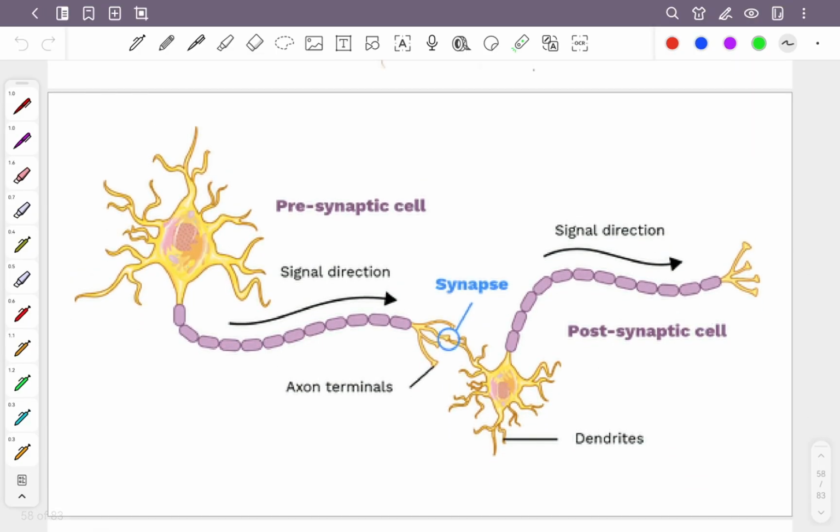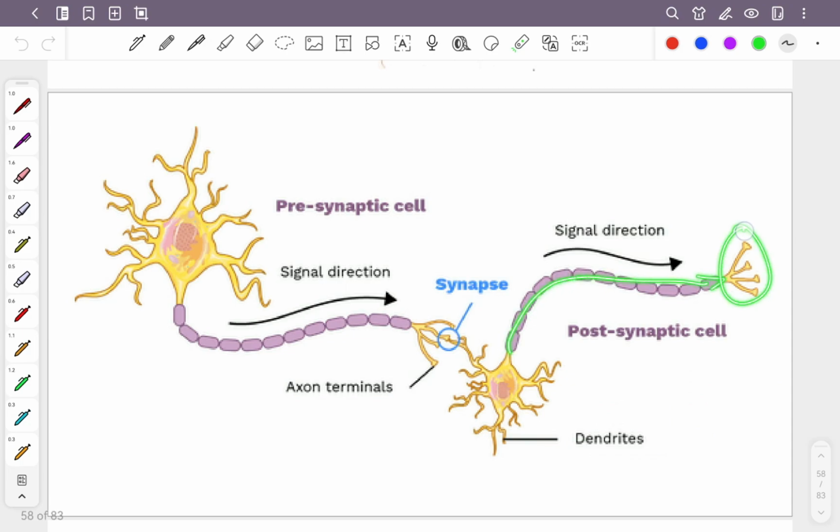So it's the same thing. I want to keep on repeating so that you can remember. The presynaptic cell is the one that transmits or sends the nerve impulses. So you see the signal direction. The nerve impulses go like here. Here it happens, the synapse. Did you see? This one is the axon terminal and this one is the dendrite, because I already told you the dendrite is the one that receives the nerve impulses. Okay? Then this process will keep on repeating.